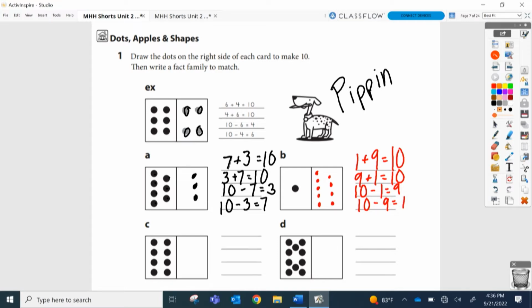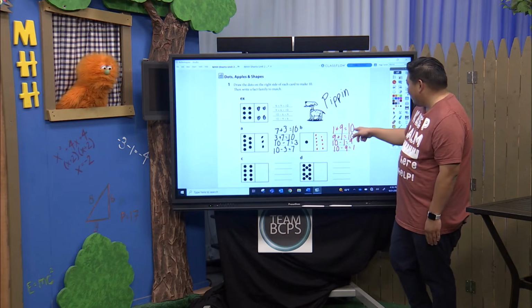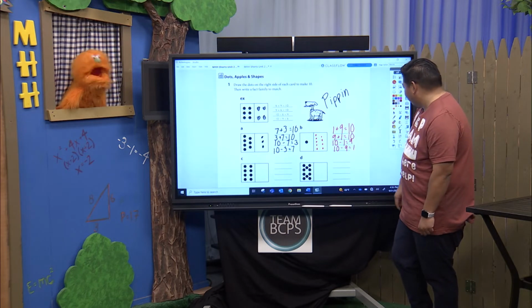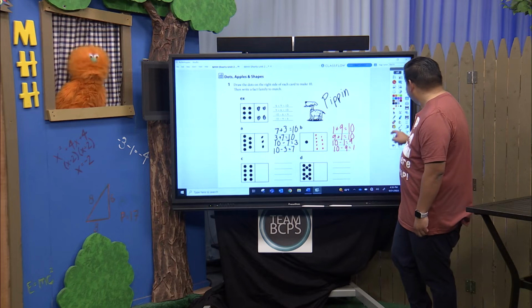Actually, all these 1s and 9s and 0s look like Pippen. Oh my goodness, you're right. Kind of does. It's the artistic eye.